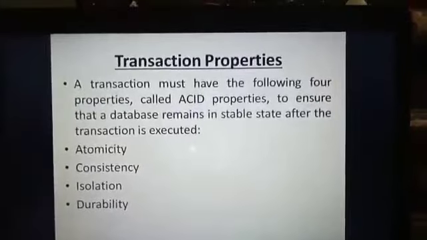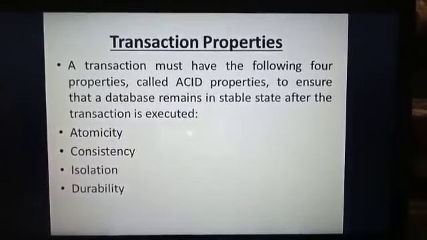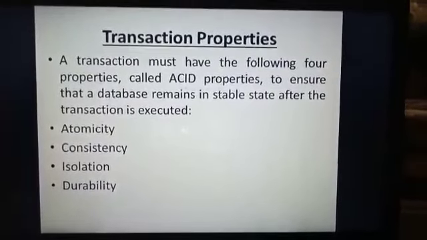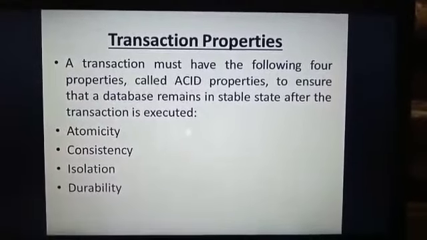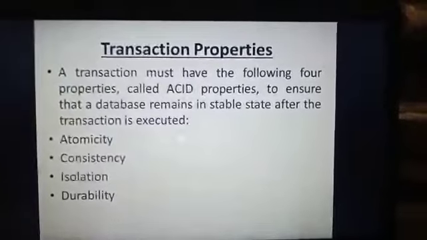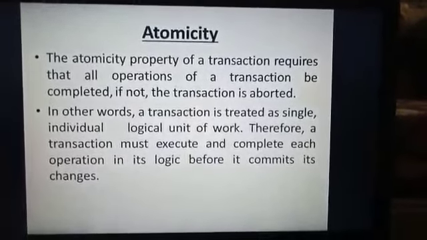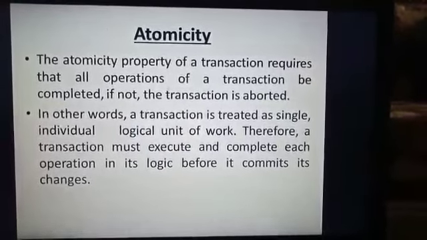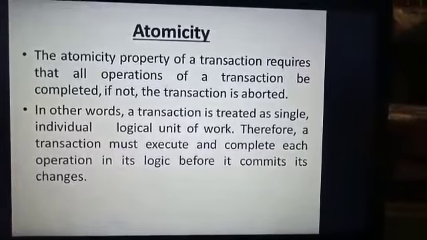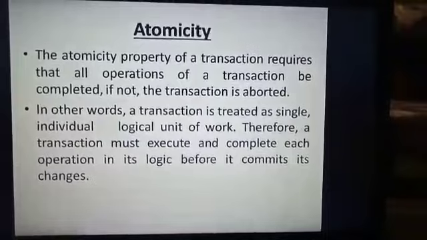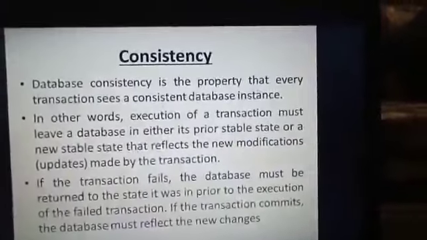Now, there are 4 properties of a transaction which are known as ACID properties, and these properties ensure that a database remains in a stable state after the transaction is executed. These 4 properties are: A stands for atomicity, C stands for consistency, I stands for isolation, and D stands for durability. First is atomicity. The atomicity property of a transaction requires that all operations of a transaction be completed. If not, the transaction is aborted. In other words, a transaction is treated as a single individual logical unit of work. Therefore, a transaction must execute and complete each operation in its logic before it commits its changes.